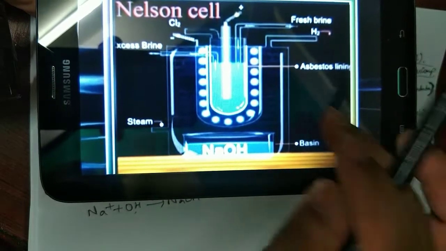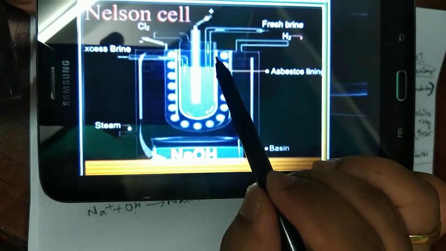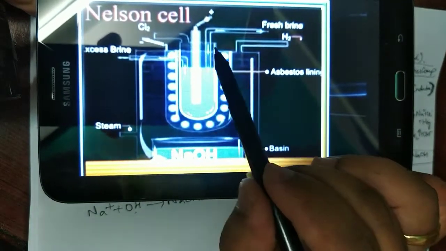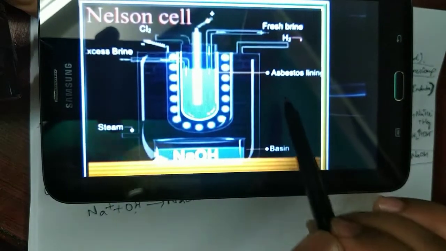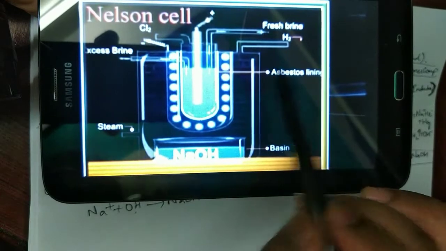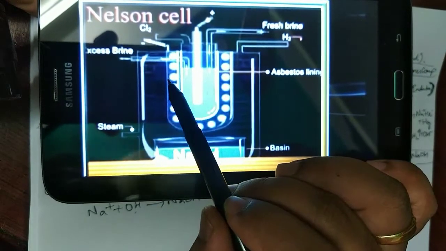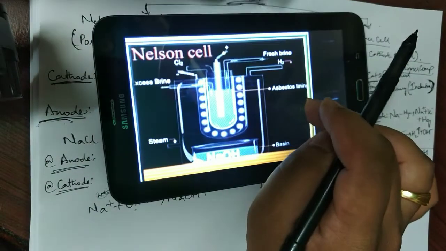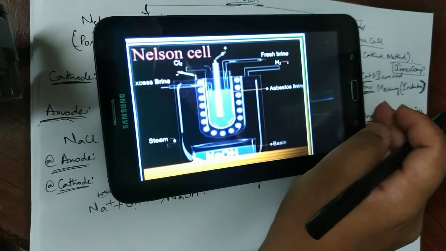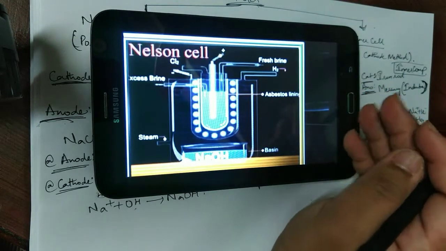So this is the asbestos lining. I told you, asbestos lining. See, there is a white lining between the graphite rod and the U-shaped tube, a U-shaped white lining. That is the asbestos lining. Why asbestos lining? So that the chlorine does not come in contact with the Na plus ions. Fine. All right. So this is about NaCl. You can see it very clearly in the video.